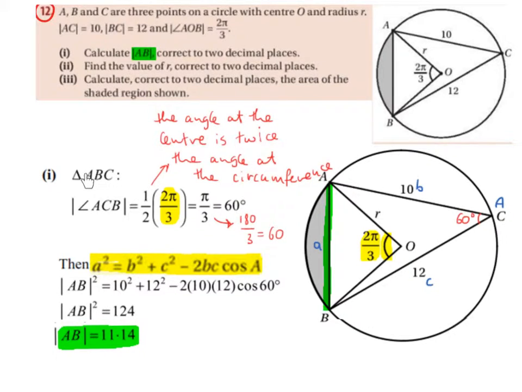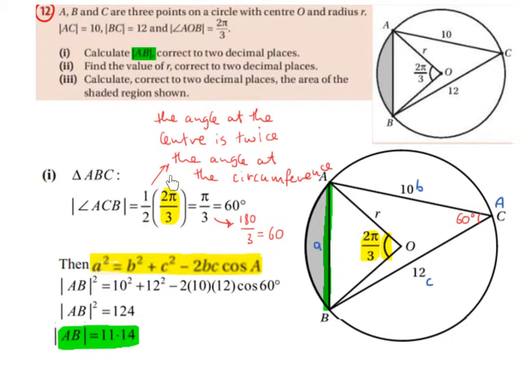So we're going to take the triangle ABC, and the angle ACB, this angle here at the circumference, is going to be half of 2 pi over 3. So it's going to be half of this angle here at the centre. That's because the angle at the centre is twice the angle at the circumference. This is one of our circle theorems. And vice versa, the angle at the circumference is half the angle at the centre.